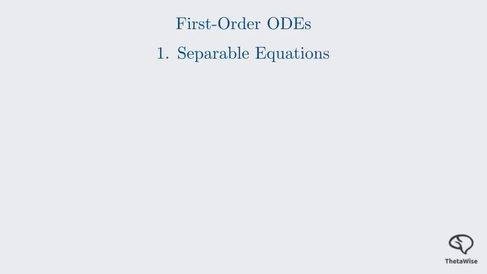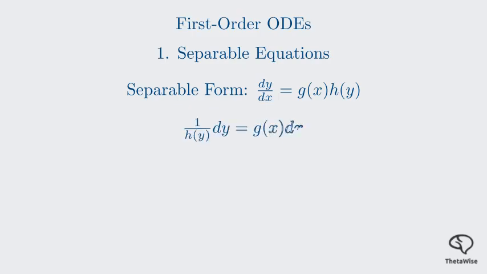A first-order ODE is separable if it can be written in the form dy/dx equals a function of x times a function of y. The key idea is that we can separate the variables, putting all the y terms on one side with dy and all the x terms on the other side with dx. This gives us 1 over h of y dy equals g of x dx. Once the variables are separated, we can solve the equation by integrating both sides.